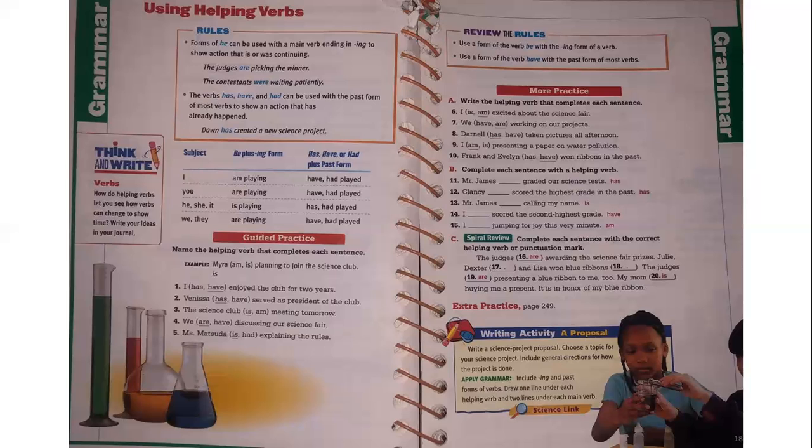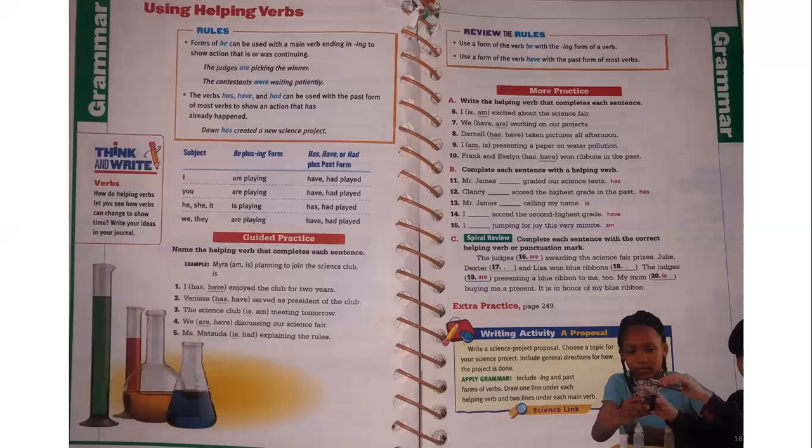Number 13, Mr. James is calling my name. Mr. James is calling my name. We're using is because we have the ing form of the verb. Number 14, I scored the second highest grade. I have scored the second highest grade. We can also use had, okay? We are using have or had because we have the past tense of the verb scored.